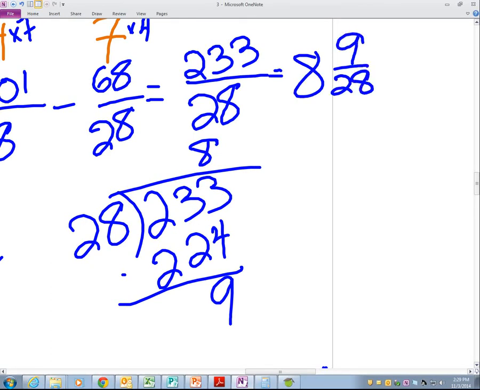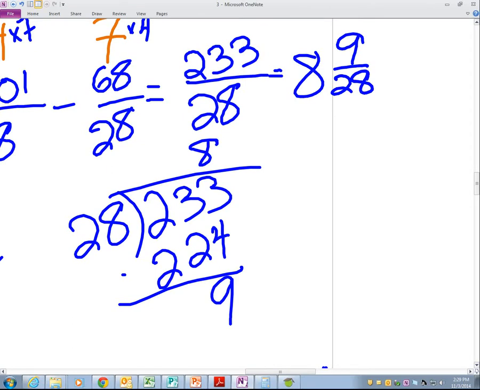Can that be reduced at all? Because 9 only has 3 going into it, and 28 isn't anything with 3. Did you get the same answer? Yeah. Then I'm happy for you. Good. As long as you got the right answer. Yes, ma'am. Yes, sir.